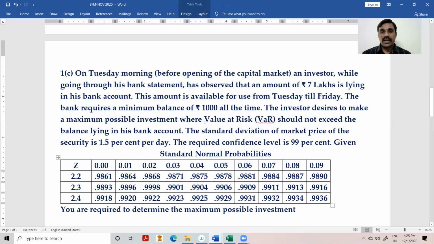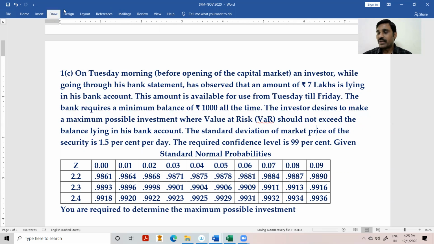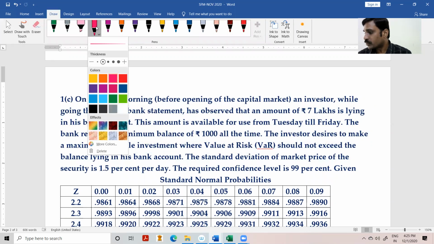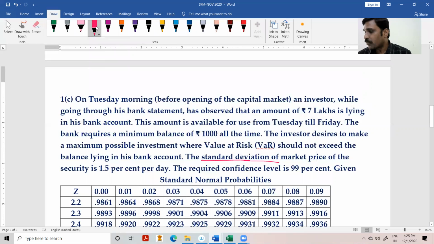This concept is related to value at risk. Now, before going to the value at risk, we have to understand what is meant by this standard deviation. Look at this standard deviation. First, we have to start with the problem with the standard deviation 1.5% per day.